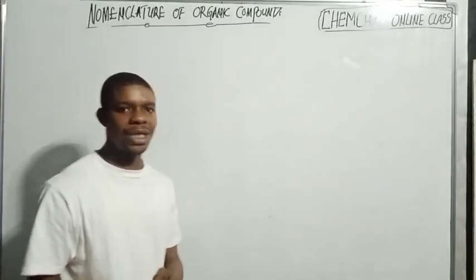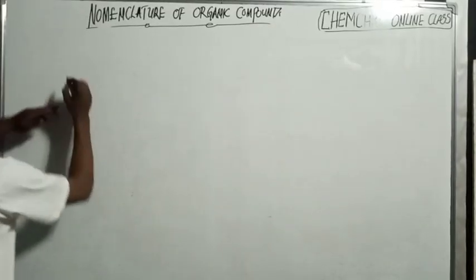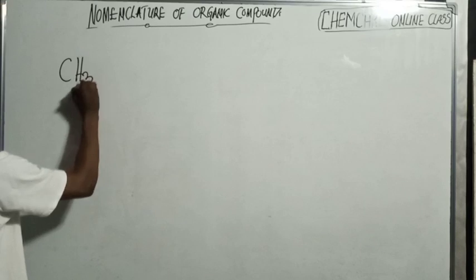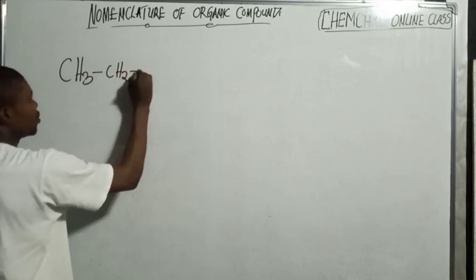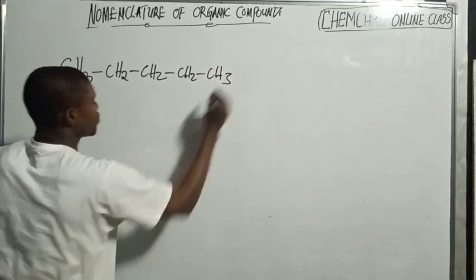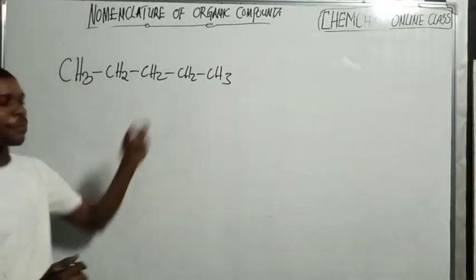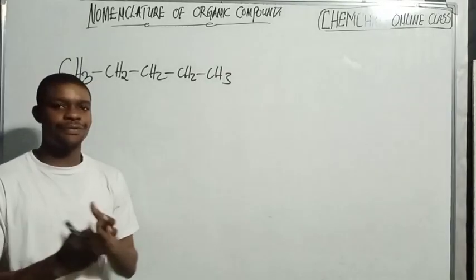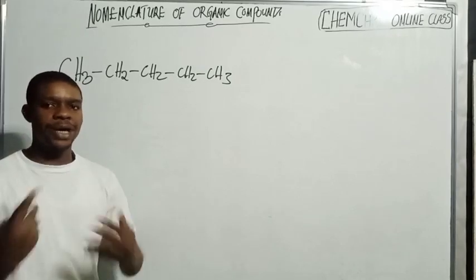So now let's start with the alkanes. If, for example, you have CH3, CH2, CH2, CH2, CH3, what is the name of this compound here? I'll tell you that we are starting from the beginning, so it's going to be a rundown.